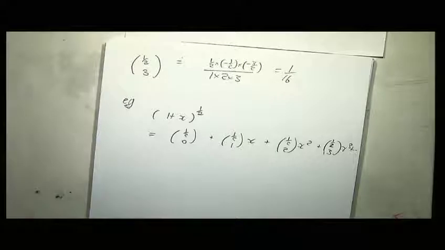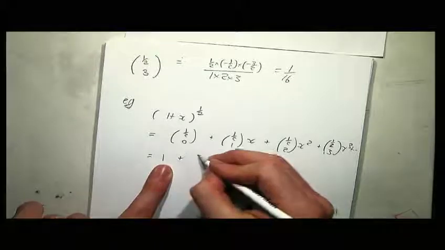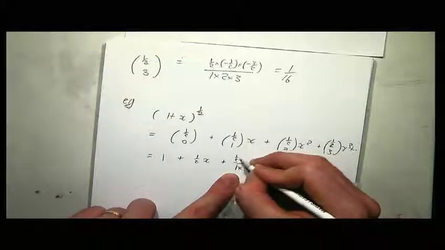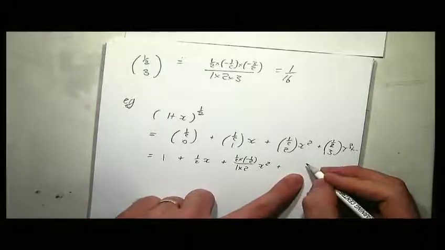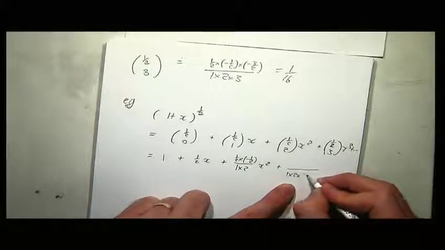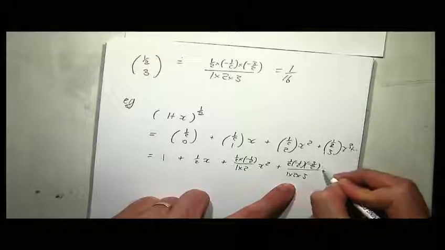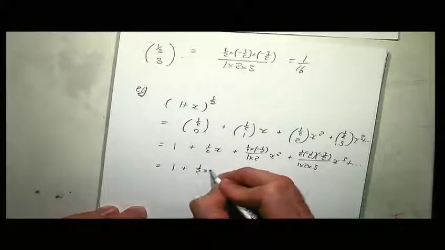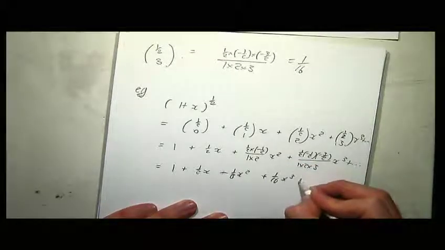That's how it always works. And so a half choose 0 is always 1. A half choose 1 is a half. A half choose 2, 1 times 2 on the bottom, a half times minus a half on the top. And a half choose 3, we just figured that out, but just for completeness' sake. So the first few terms are 1 plus a half of x, minus an 1/8 of x squared, plus a 16th of x cubed.